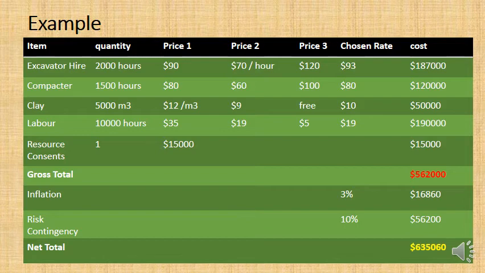Whereas a very poor labourer would probably be charging $5 an hour. So we're going for the middle ground of $19 an hour. Now, resource consent, that's fixed, $15,000. So the gross total is $562,000. But then we mark it up with inflation, and the chosen rate for inflation is 3%.